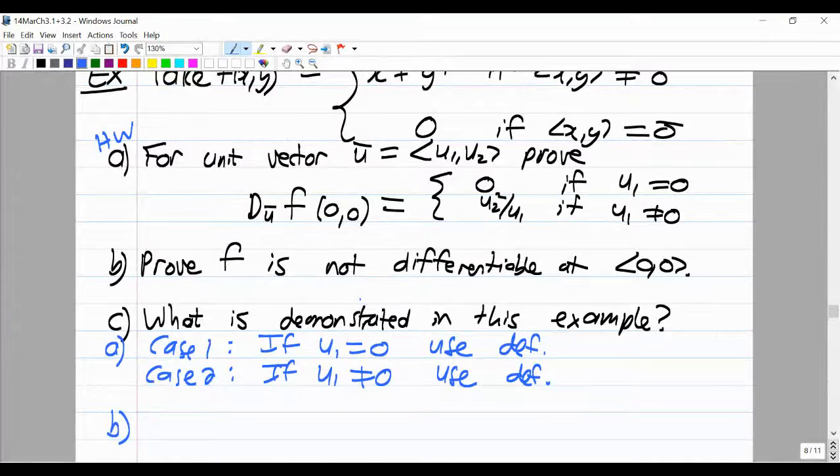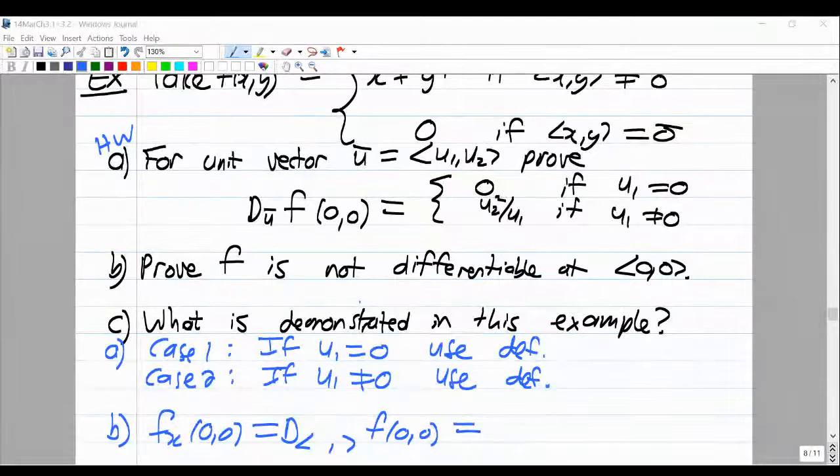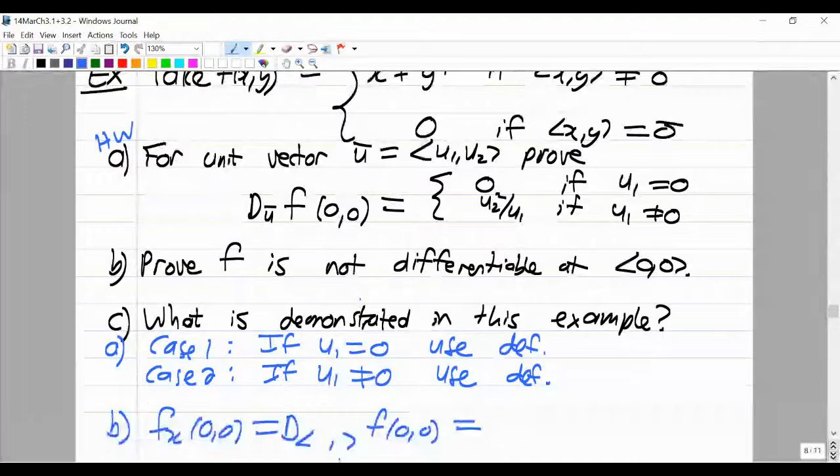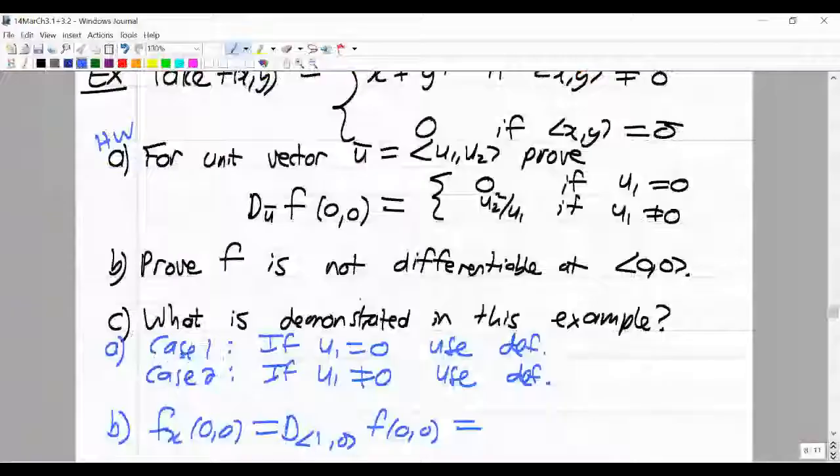So to continue, f partial x at the origin is the directional derivative in which direction? Which unit vector do we use to find f partial x? Nope, I need a unit vector, Jaden. So f partial x is a directional derivative using which unit vector? Yes, Elizabeth. Well done, Elizabeth. Can I get more one zeros? Yes, one zeros. All right.